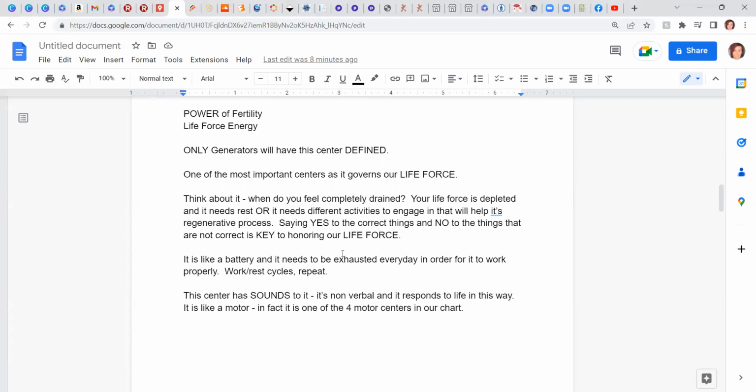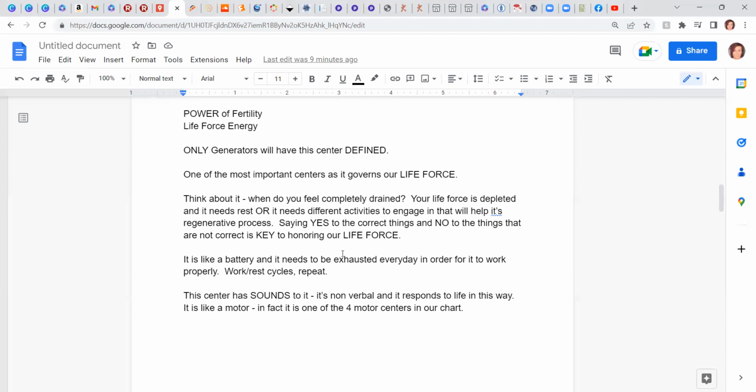So this center, and when I went over the types of the generators, you can go back to that as well too, because this has sounds to it, if you remember that. So a defined sacral has another language. It could be grunting, it could be nonverbal, and it responds to life in this way. So it doesn't have words attached to it. And it responds best to yes or no questions.